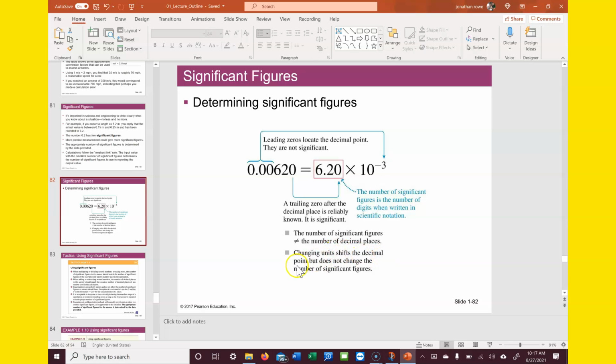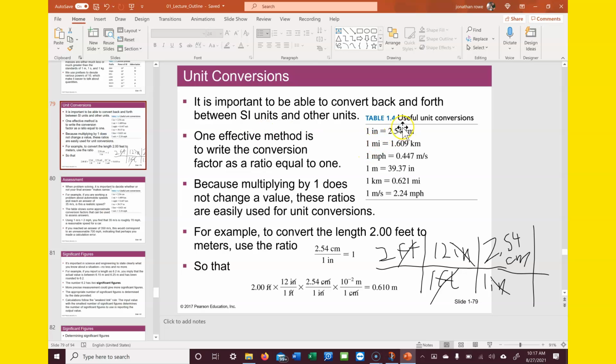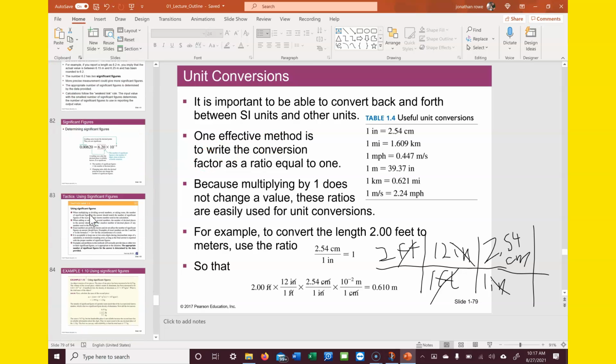Changing units shifts the decimal point but does not change the number of significant figures. All right, so in other words, when we are converting using this right here, the 2.54, we would not even count that as part of our significant figure determination, because this is defined this way. This would be equal to 2.54 0.0000, as many zeros as you want to think of. So really, this conversion has an infinite number of significant figures. So the conversion factor does not affect our significant figures at all.